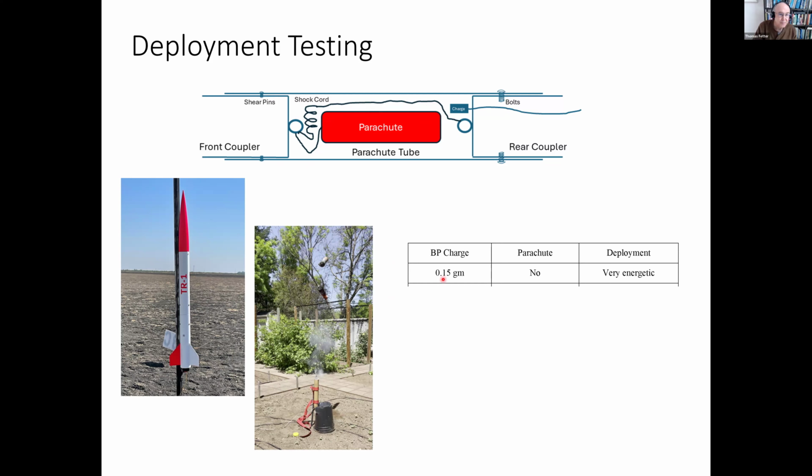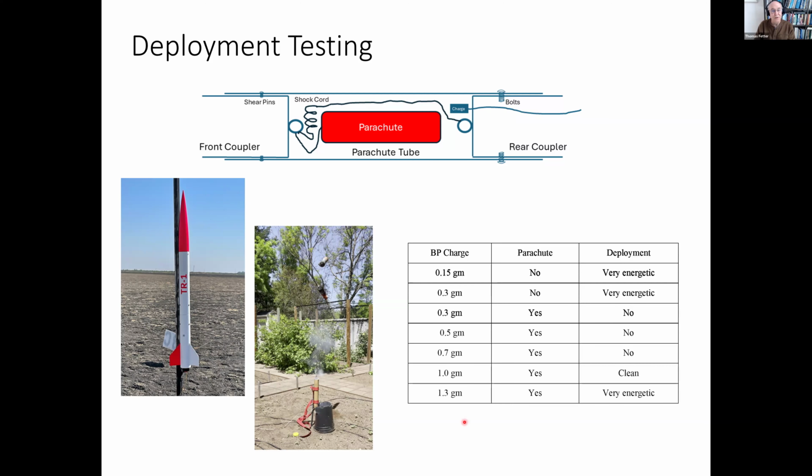And in this rocket, there are two 256 shear pins. And in the first test without a parachute, 0.15 grams of black powder energetically deployed the nose cone. But when we add the parachute, going to 0.3 grams of black powder, there was no deployment. The shear pins didn't shear. Matter of fact, it actually took 1.3 grams to get the same energetic deployment that we had with 0.15 grams and no parachute. So it takes about 10 times more black powder when you add the parachute.